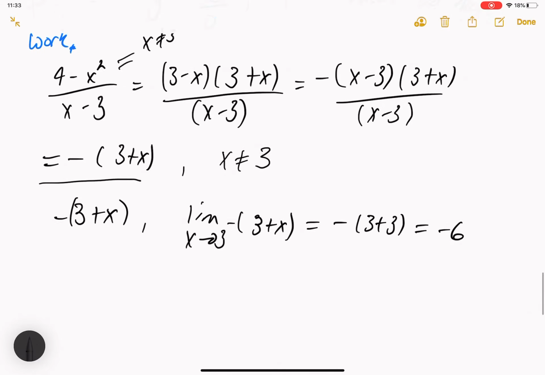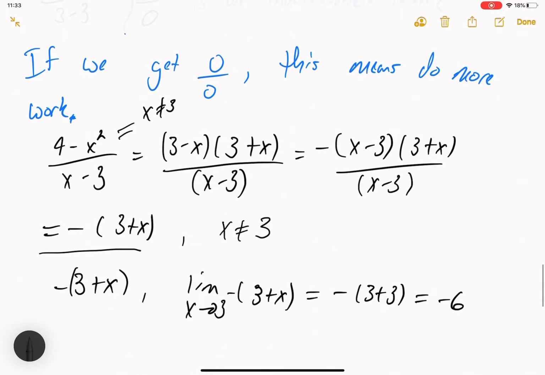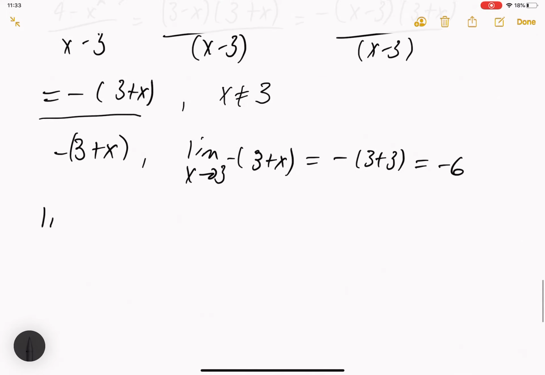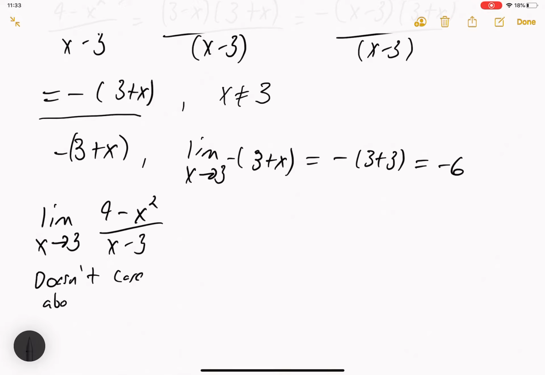And because of that, we can actually begin to use these inequalities. So we have the limit as x goes to 3 of (9 minus x squared) over (x minus 3). And again, this doesn't care about x equals 3. The only reason we can't use the fact that x equals 3 is because it's a rational function, but x is not in the domain of it.